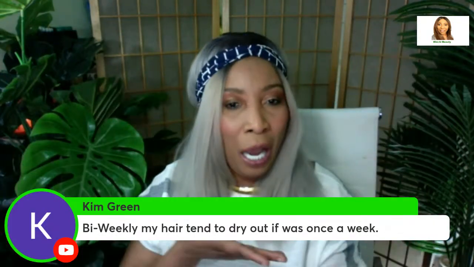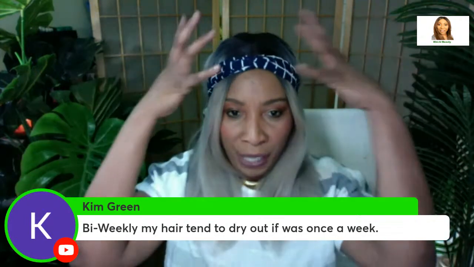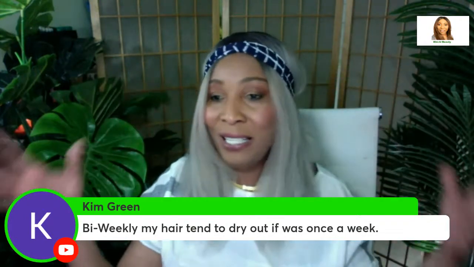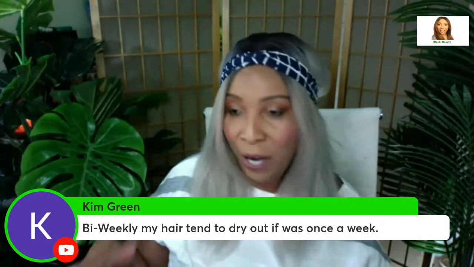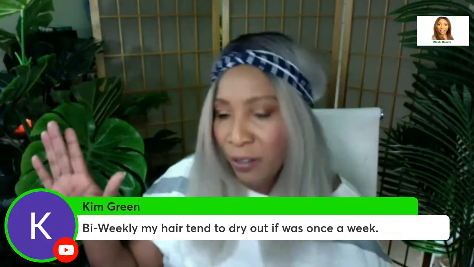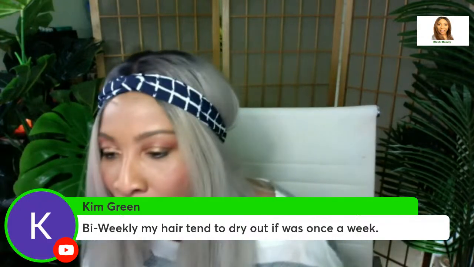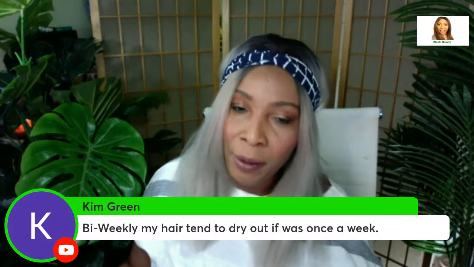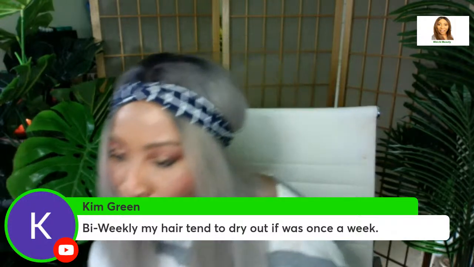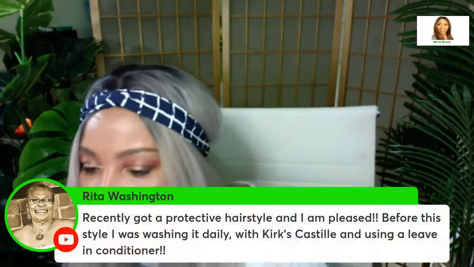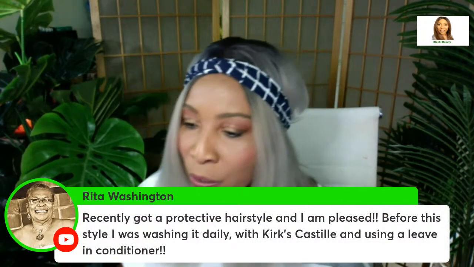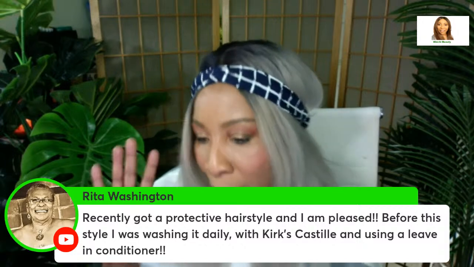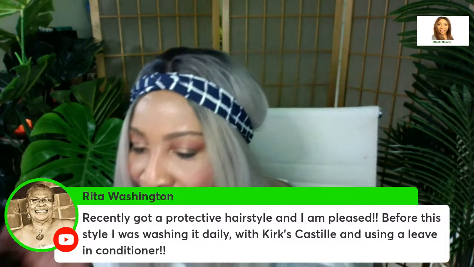But some people with locks do the same thing. They go in the shower and they wash their hair like that. I feel like if you don't dry it properly because you don't loosen it out, then it's just, you guys know what I'm talking about. But I don't really wash my hair once per week, but I should, and I don't. All right. Rita Washington says: recently got a protective hairstyle, and I am pleased. Before the style, I was washing it daily with soap and using a leave-in conditioner.